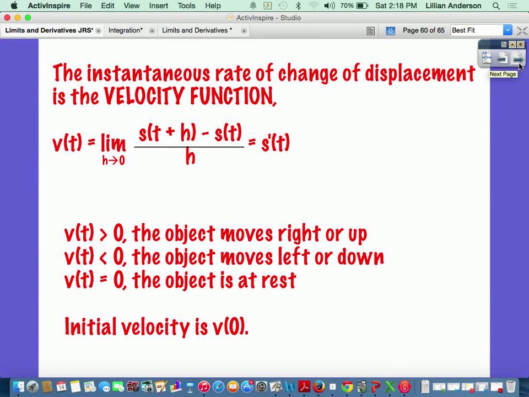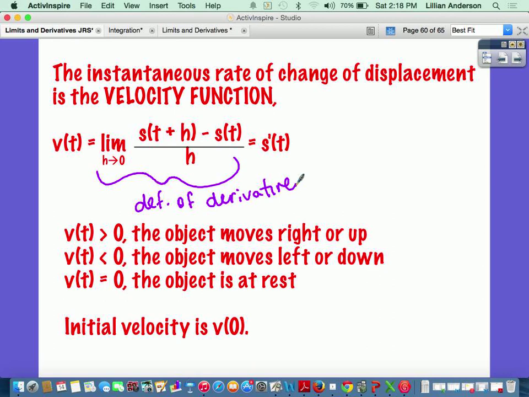Now, the instantaneous rate of change, if you recall from class on Friday, is the derivative function. The derivative of displacement is your velocity function, which is modeled by this, your standard definition of a derivative. Okay, it should look familiar. But of course, that is just the derivative.